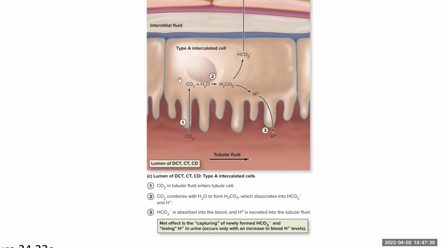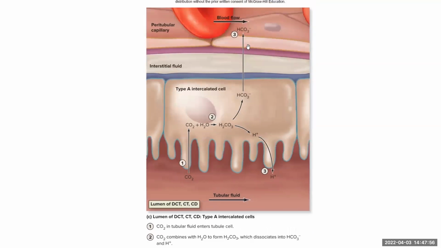If the blood is too acidic, carbon dioxide diffuses across the plasma membrane. It combines with water and turns into carbonic acid. That carbonic acid quickly dissociates. The hydrogen ion is going to get booted out of the cell, back into the tubular fluid, and then bicarb will go into the blood, because like I said, the blood has become too acidic. So we need to get the bicarbonate back into the blood so it can undergo this chemical process in the blood to help buffer the blood.